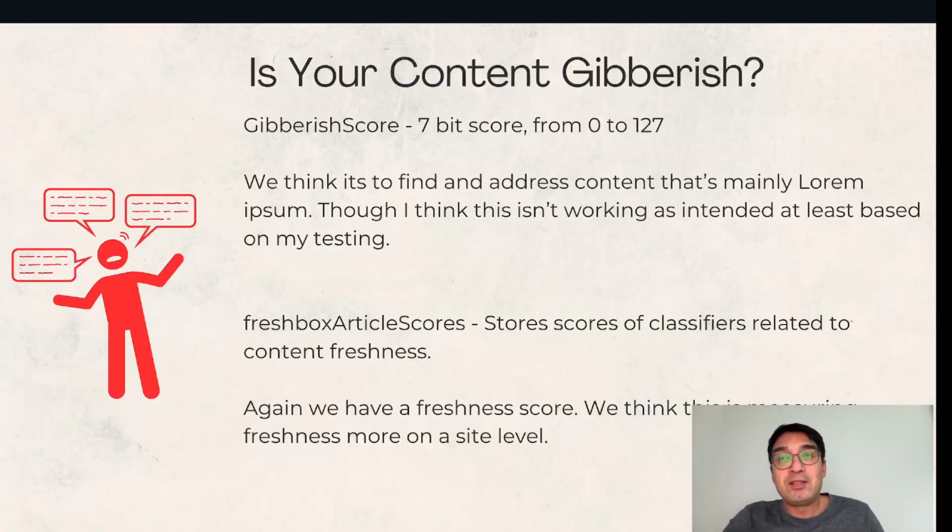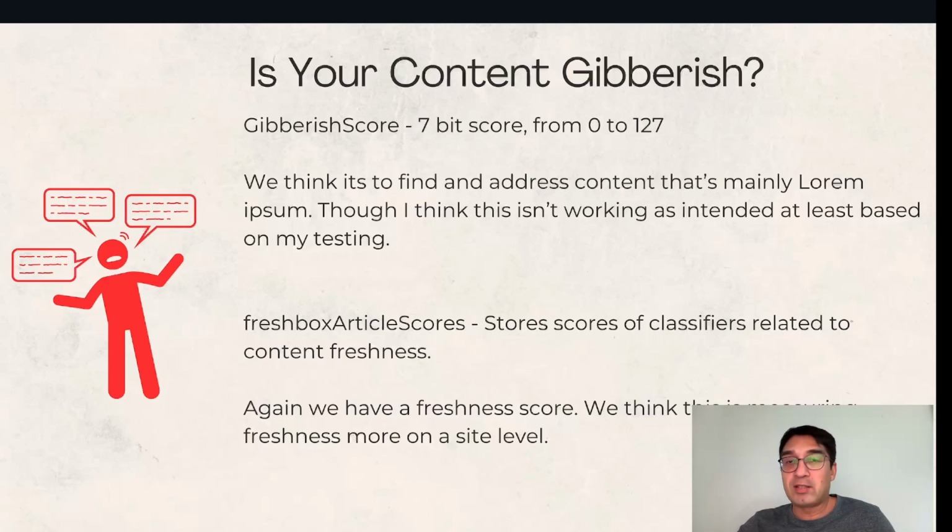The next one is, is your content gibberish? Now, again, it's a gibberish score between 0 and 127, and I have no idea why Google is using a 0 to 127 gibberish score, when in fact either the content is gibberish or it's not. So it should be either a 0 or a 1. But we think that Google is using this to identify content or pages or dummy pages like lorem ipsum, though I don't think this is working very well because I've seen lorem ipsum pages get indexed by Google.